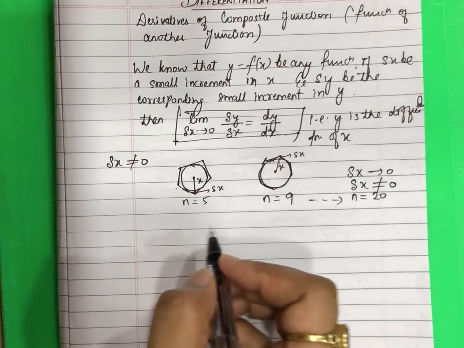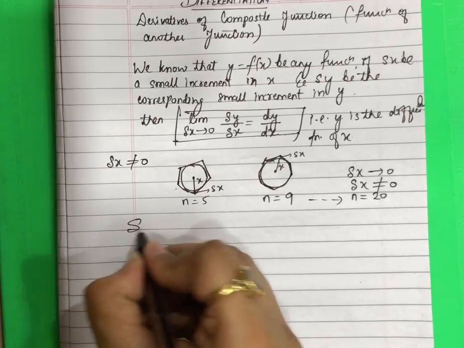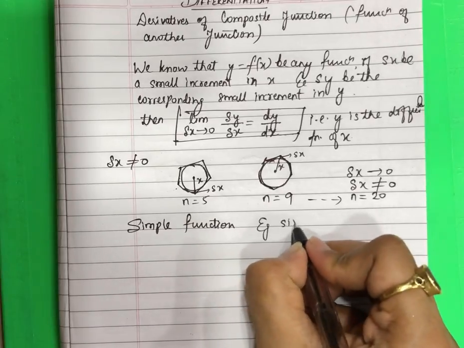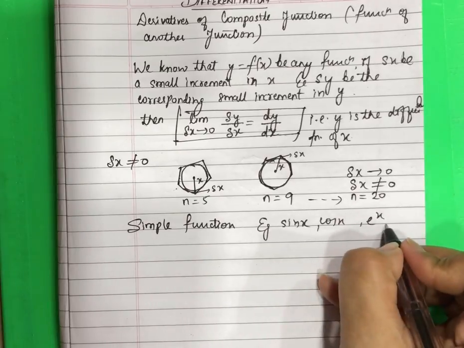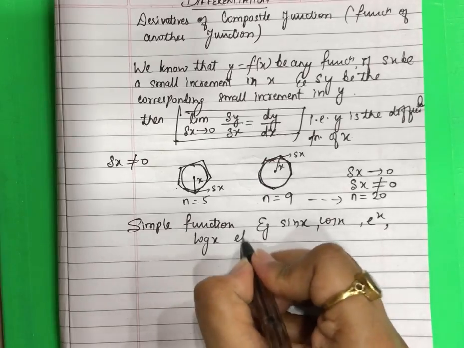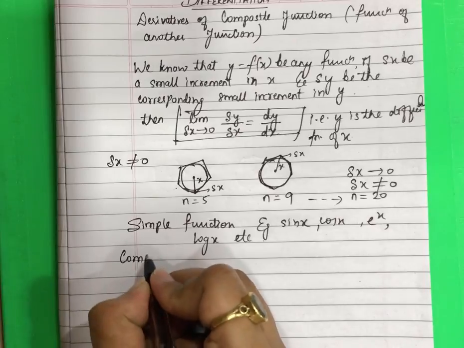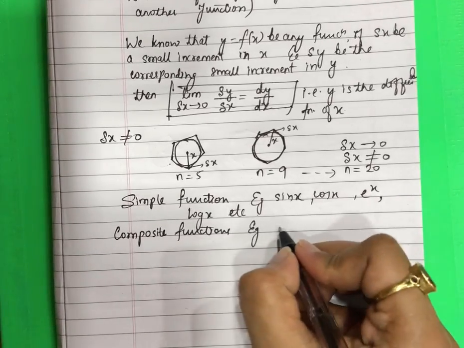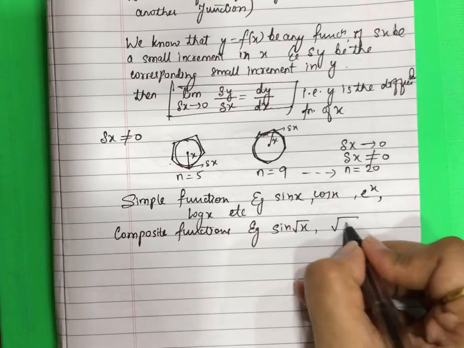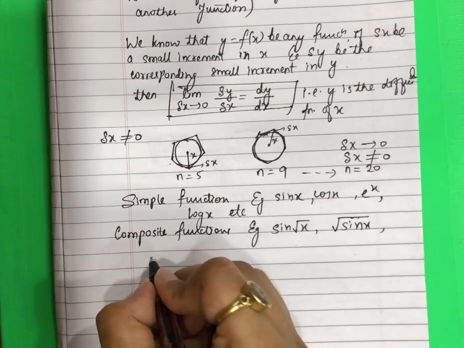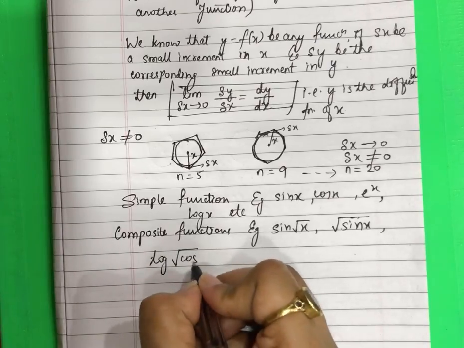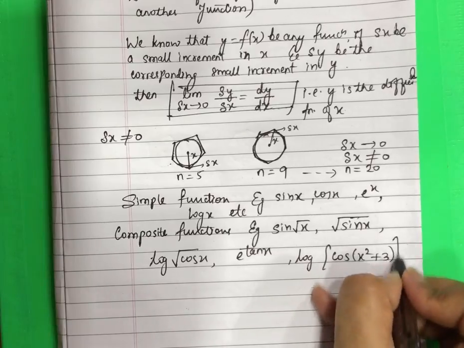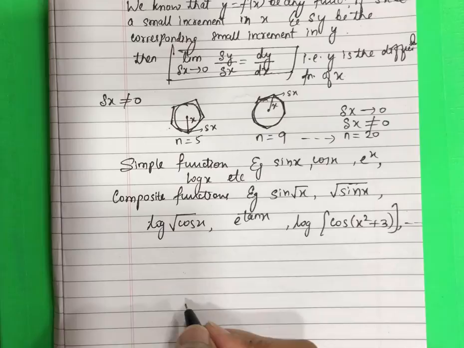Understood? Now, till now we have studied the derivatives of simple functions, for example, sin x, cos x, e raised to the power x, log x, etc. Now we are studying the derivative of composite functions, the functions which include more. For example, sine root x, root of sine x, log of root cos x, e raised to the power 10x, log of cos x square plus 3, and so on. These are examples of composite functions.